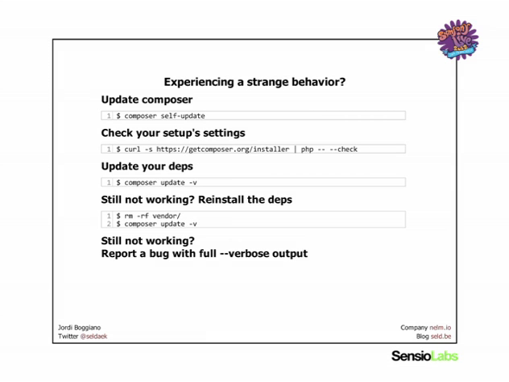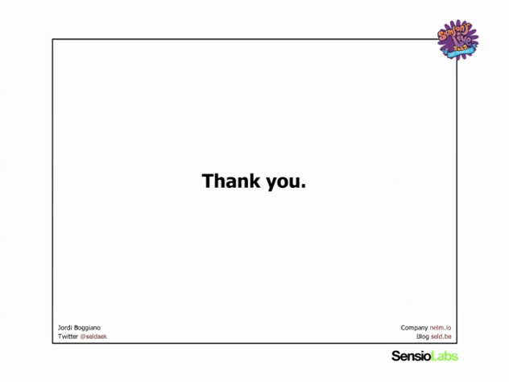And if it doesn't, feel free to report a bug, but the full verbose output would be nice, because when we get "it's not working" in 2 lines, sometimes it's enough, but usually not. All right, thanks.